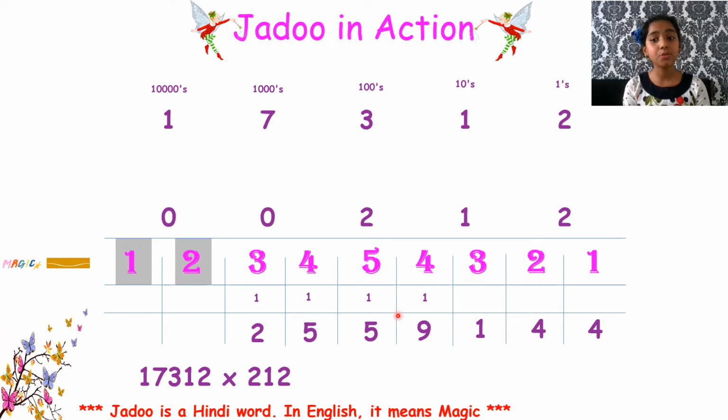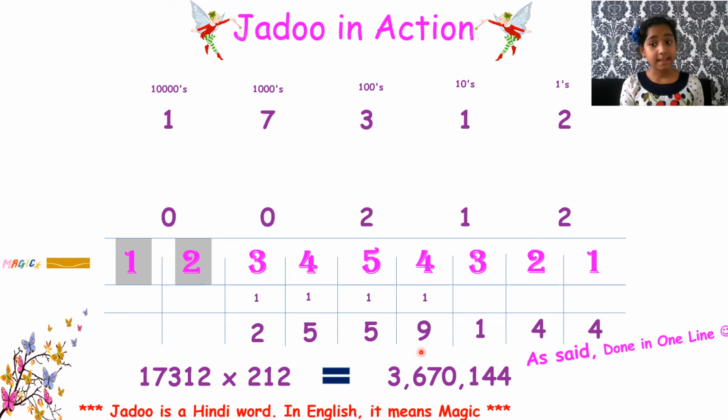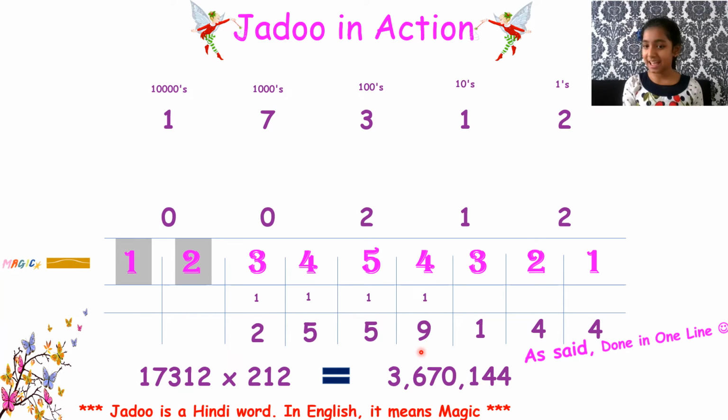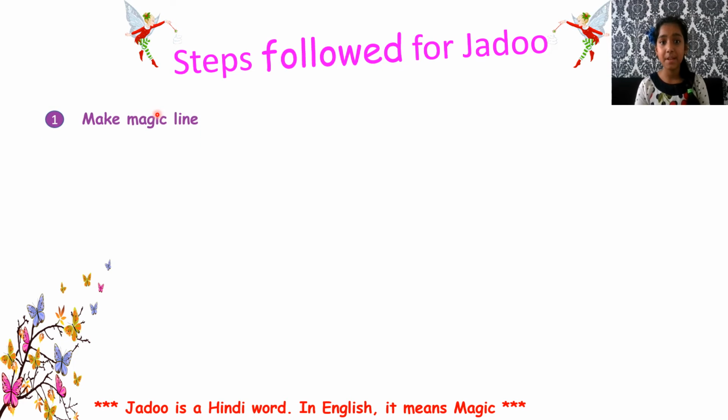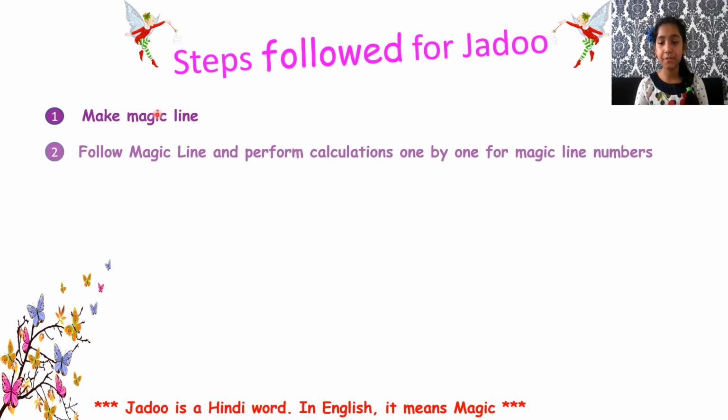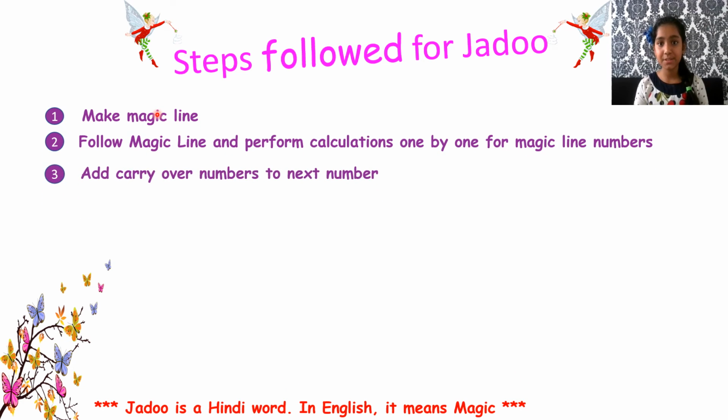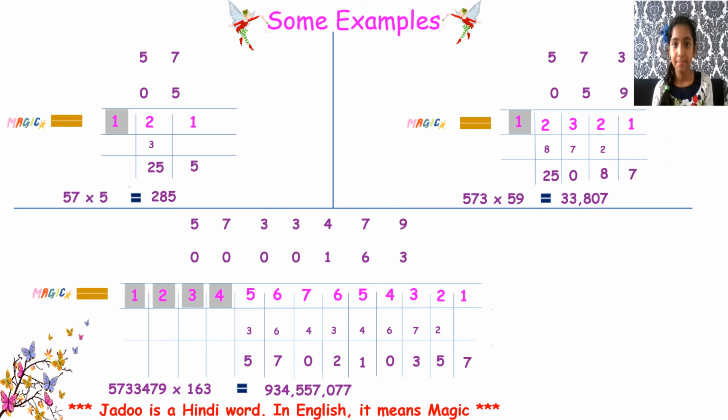Now you need to add all the carryover numbers. Whenever you're done, the answer will be that. As I said, done in one line. Here I have mentioned the steps that we followed using the magic line, so please go through it. For better understanding, I have shown some more examples here. Please go through them.